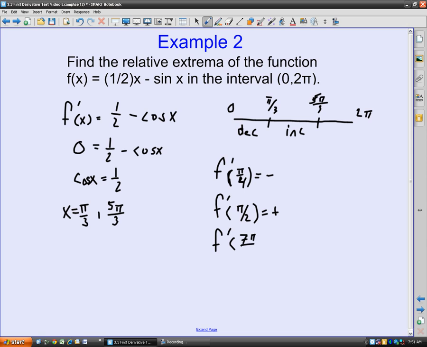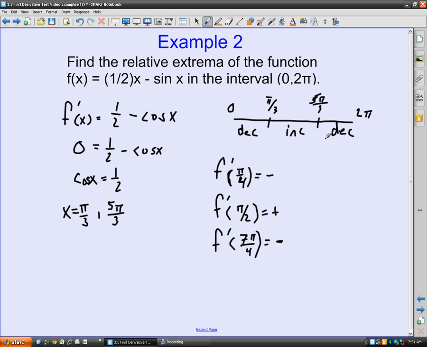And in this case, 7 pi over 4 for cosine is going to get me root 2 over 2, which is negative from this, which means I get a negative number down here, which means we are in decreasing. So how does this decreasing, increasing, decreasing give me relative extrema?